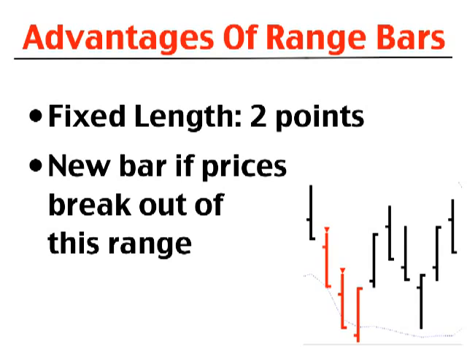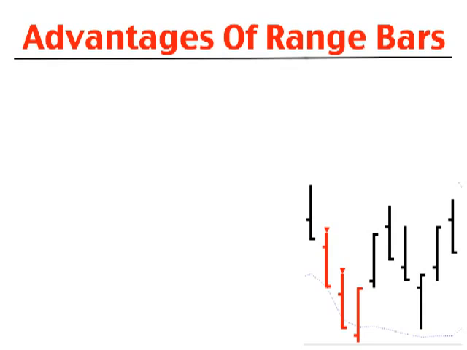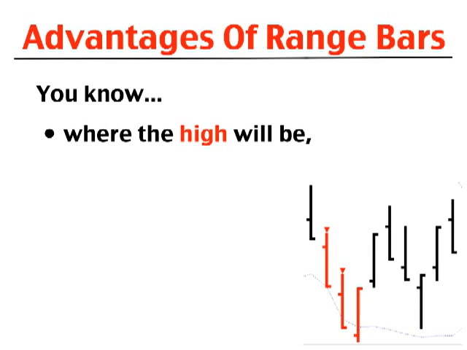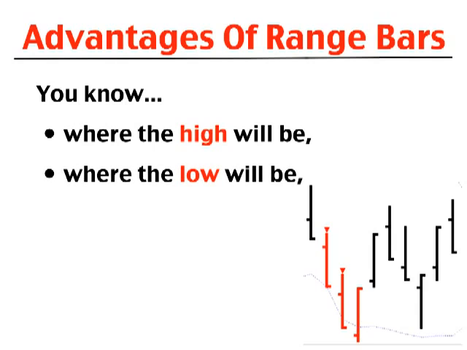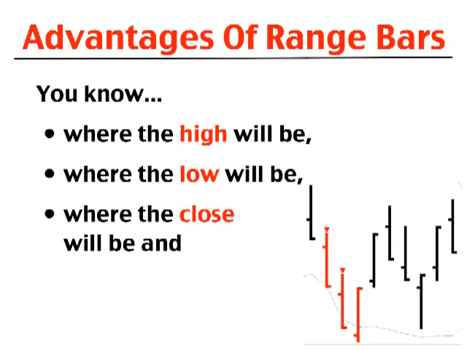Now, this is a very powerful concept because now you can predict the open, the high, the low, and the close of a bar. Because when using range bars, you know where the high of the bar will be, since it will be exactly 2 points away from the low of the bar. And you know where the low of the bar will be, since it will be exactly 2 points away from the high of the bar. You know where the bar will close, since it can only close at the high or at the low.